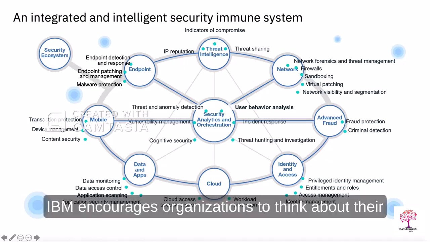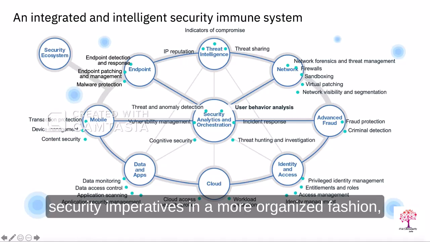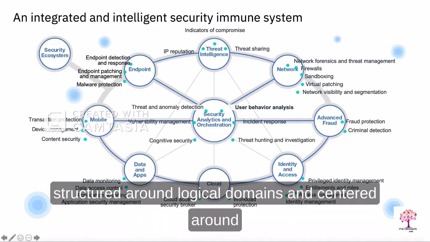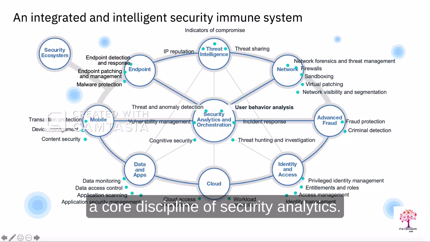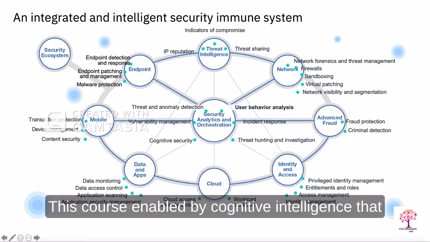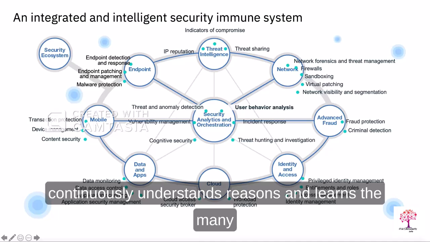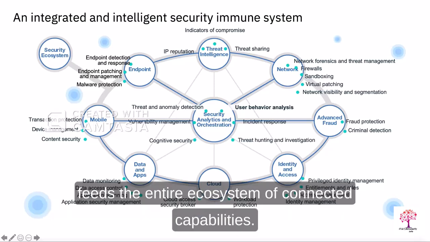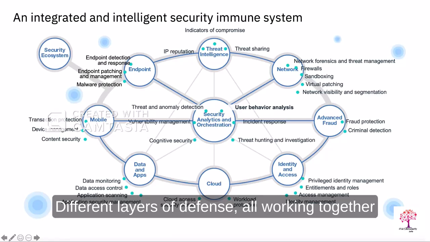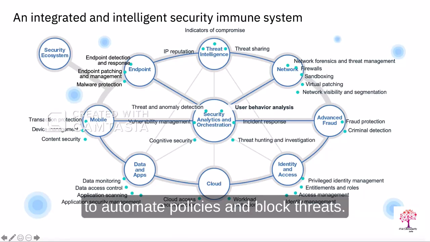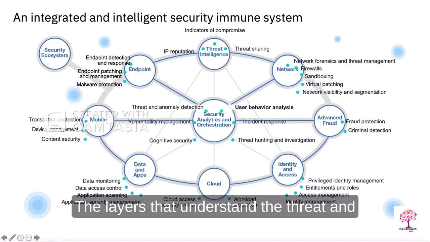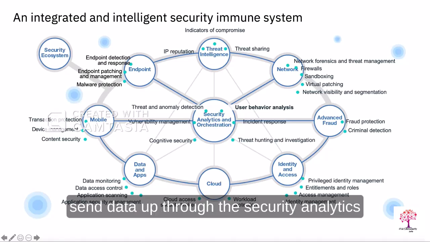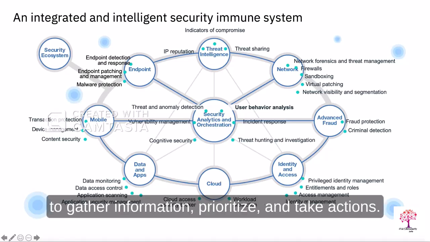IBM encourages organizations to think about their security imperatives in a more organized fashion, structured around logical domains and centered around a core discipline of security analytics. This core is enabled by cognitive intelligence that continuously understands, reasons, and learns the many variables that are affecting the environment, and feeds the entire ecosystem of connected capabilities: different layers of defense all working together to automate policies and block threats. The layers that understand the threat send data up through the security analytics to gather information, prioritize, and take actions.